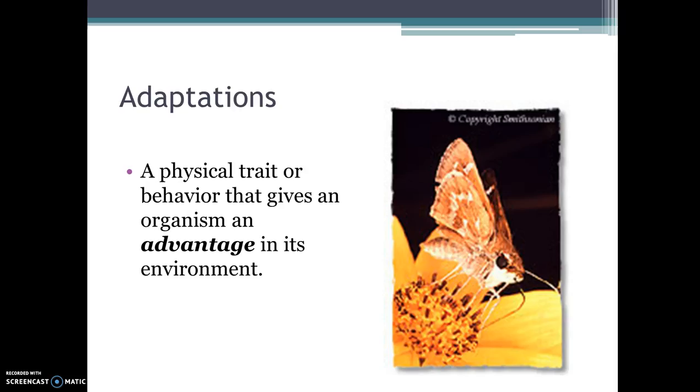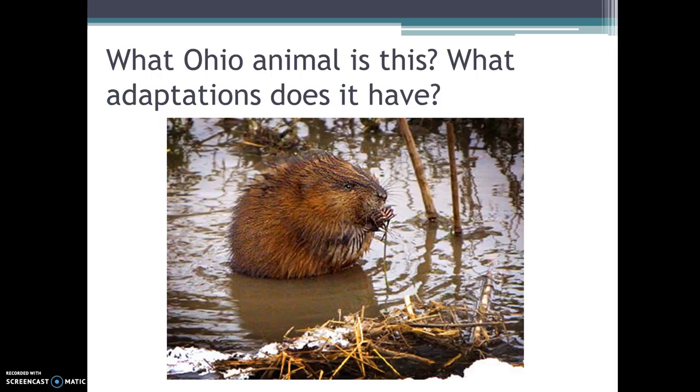All living things have adaptations, and we're going to define adaptations as a physical trait or a behavior that gives an organism an advantage in its environment. You can see in this photograph of a butterfly, it's got this structure that extends from its head that looks like a tube, and that actually is its mouth part. So they have a straw-like mouth part that they use to suck up nectar from flowers, and so that would be a physical adaptation.